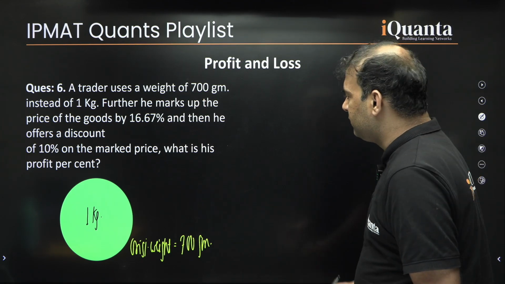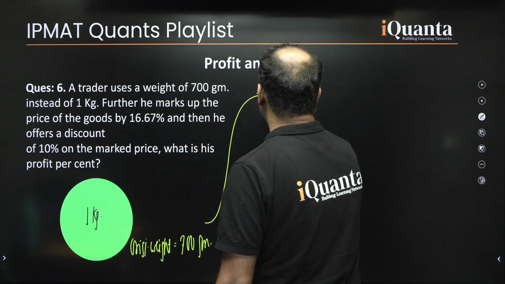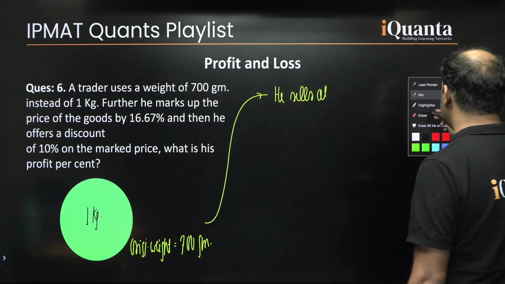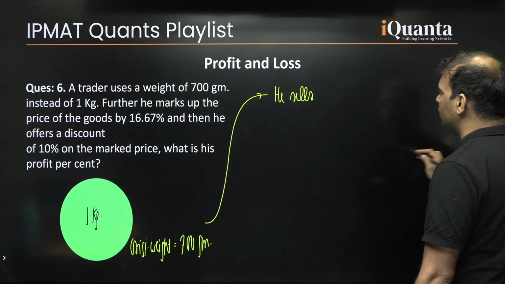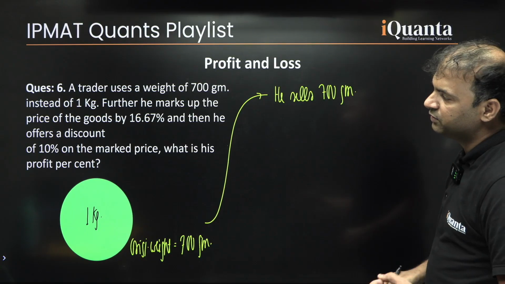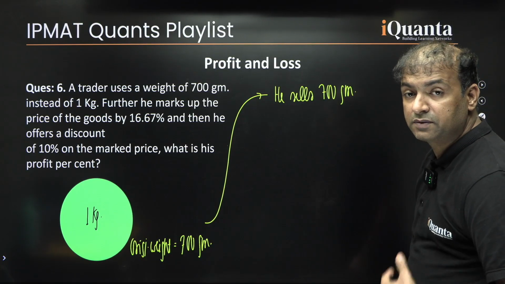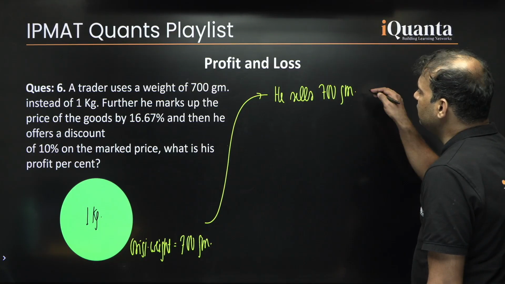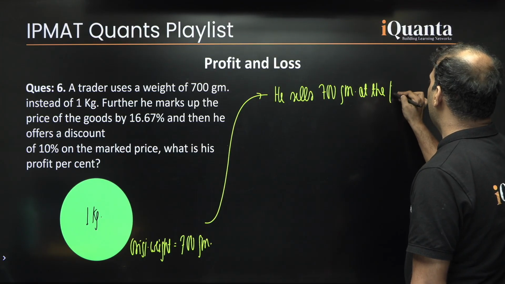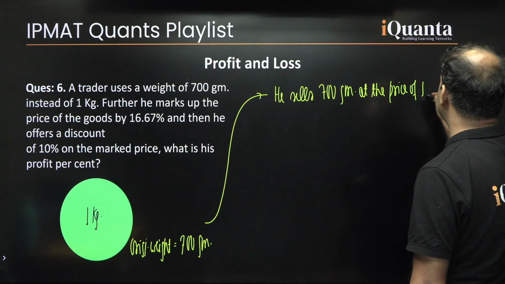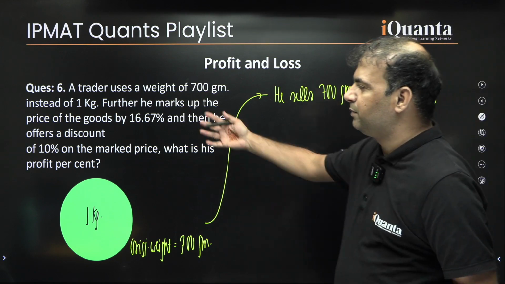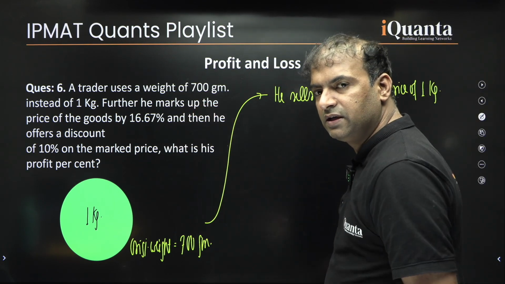So what is happening this time? That means he sells 700 grams at the price of 1 kg, right guys? He gives the customer only 700 grams, but the customer thinks that he's getting 1 kg. So the customer will pay him for 1 kg, and obviously the trader will make the money, right? All right. What next, guys? There are a lot of other things happening, remember? So we should first start the assumption part, right?